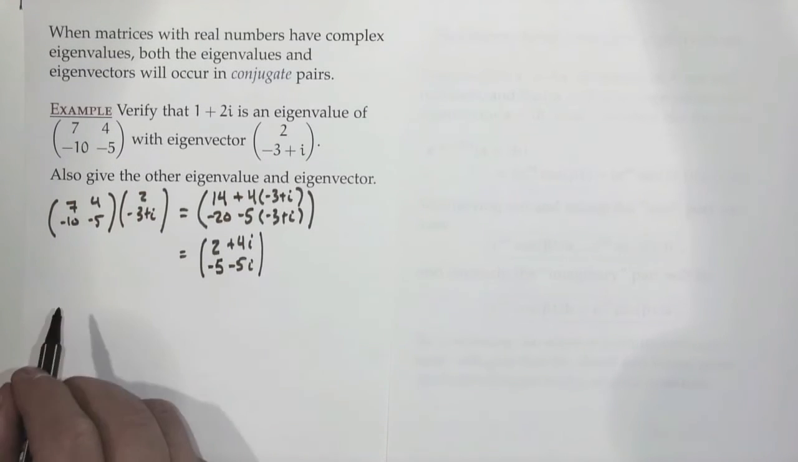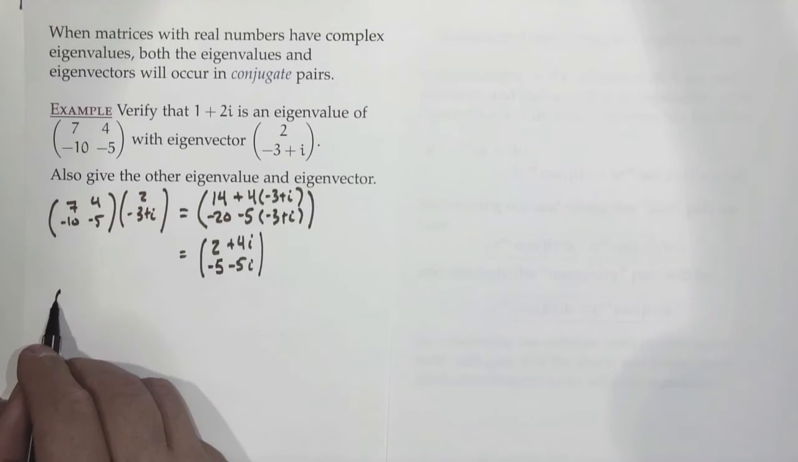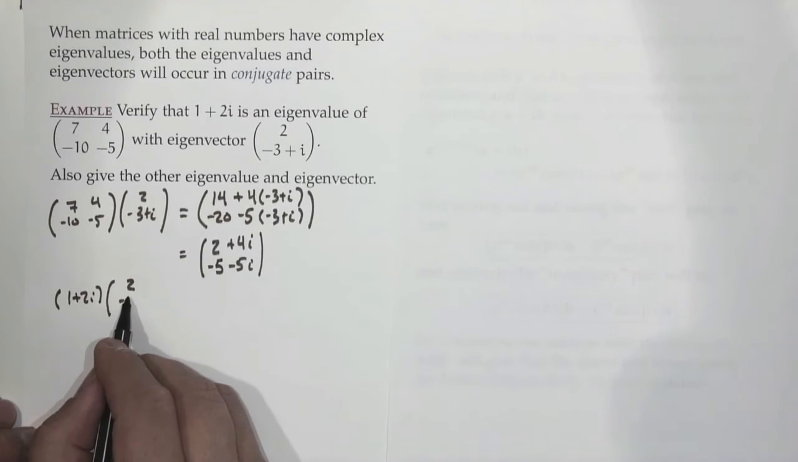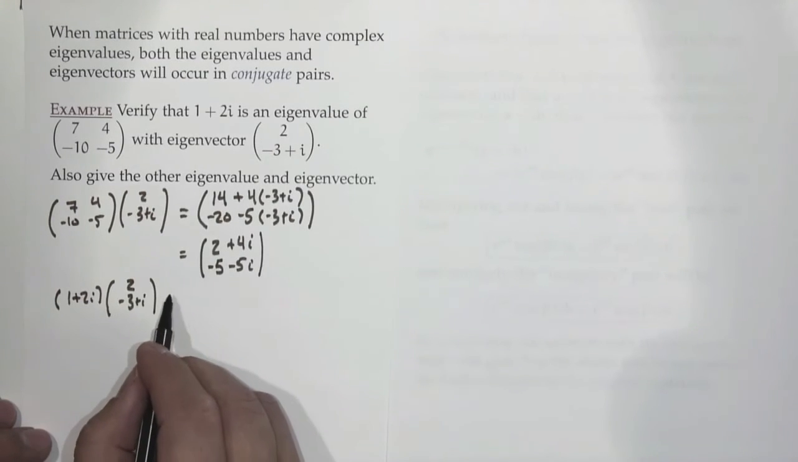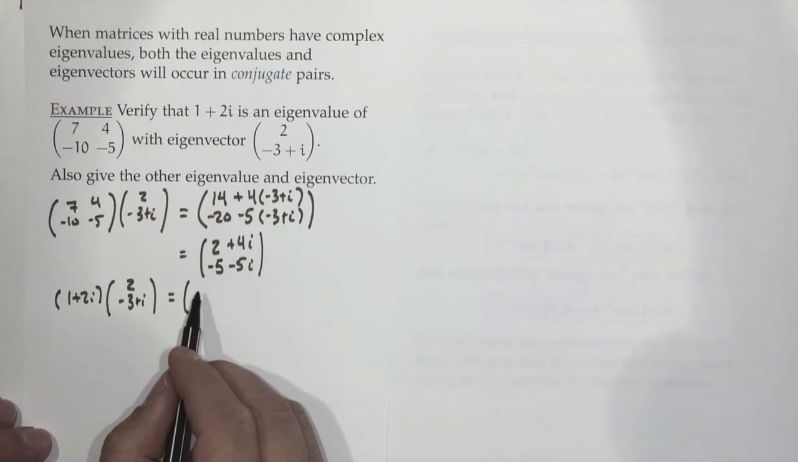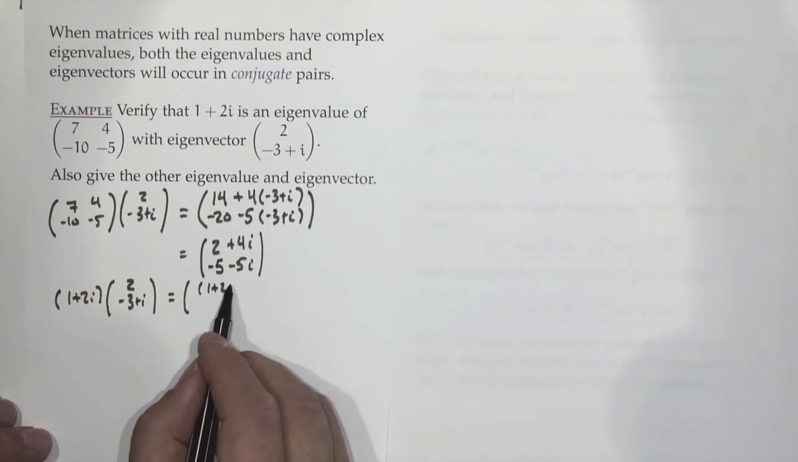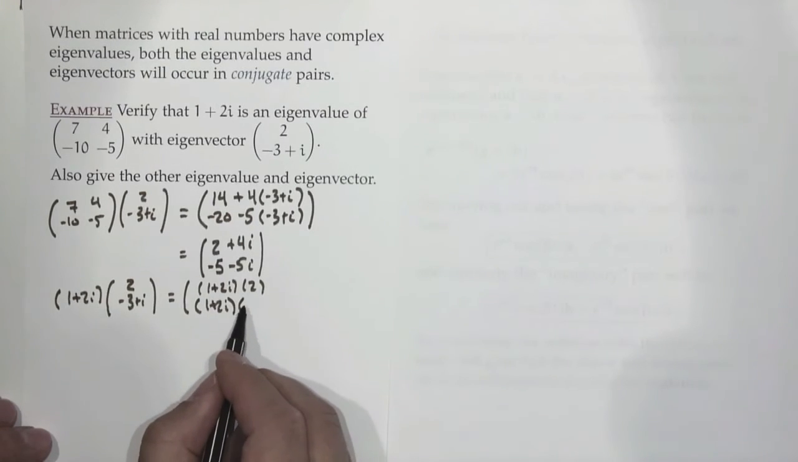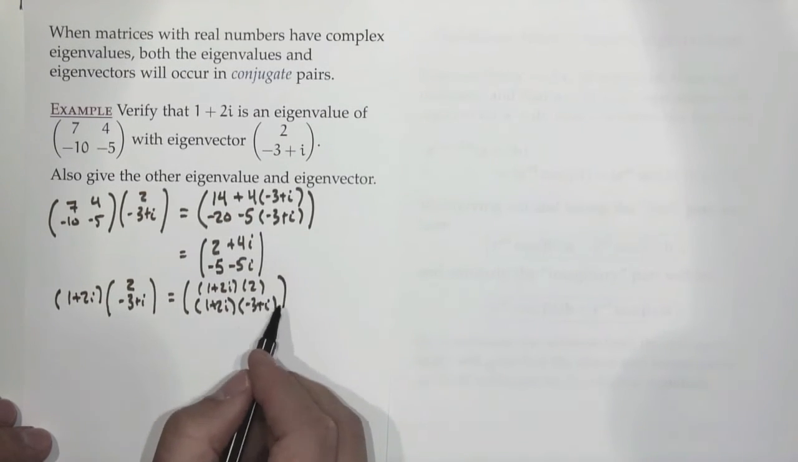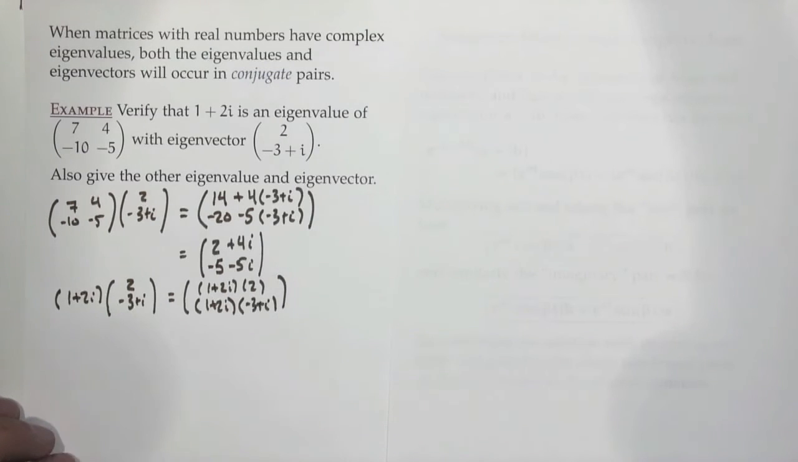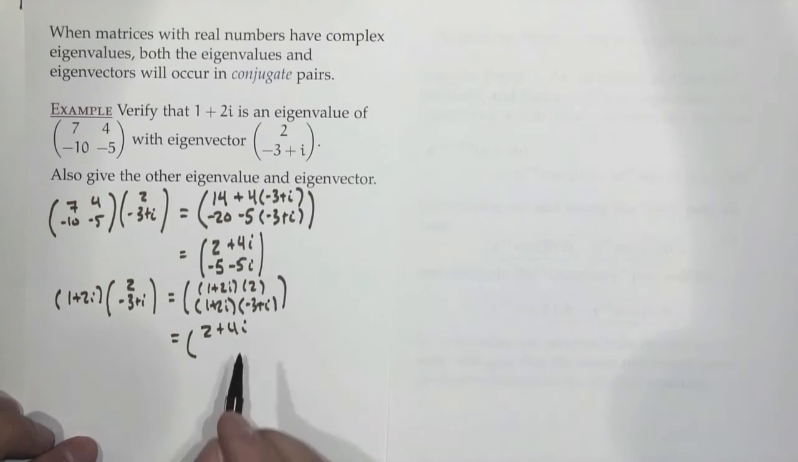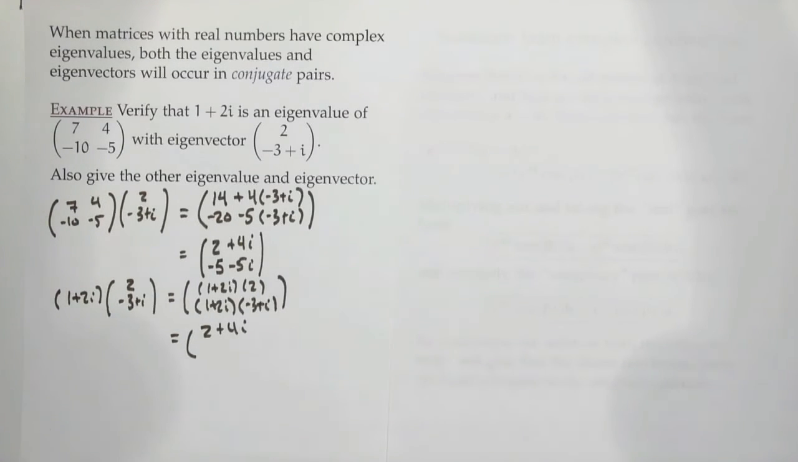So this was A times v. Now we're going to do lambda times v, which is we're going to take 1 plus 2i and multiply it by the vector 2, -3 plus i. Upstairs, we get 1 plus 2i times 2. And downstairs, we get 1 plus 2i times -3 plus i. What does it become upstairs? Everyone, I think, can see that: 2 plus 4i. Yes? Now the fun part, downstairs.